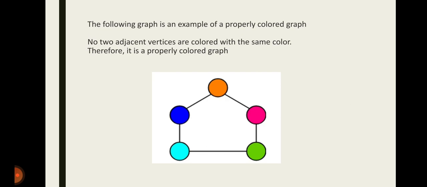The following figure is an example of graph coloring. Here are 5 vertices. They are colored with different colors. In this figure we have shown that no two adjacent vertices are colored with the same color. Therefore it is called a properly colored graph.